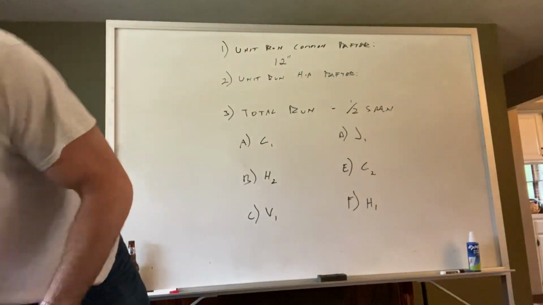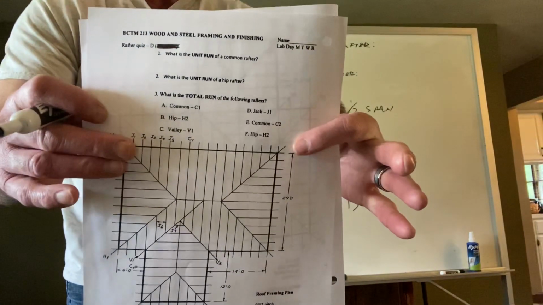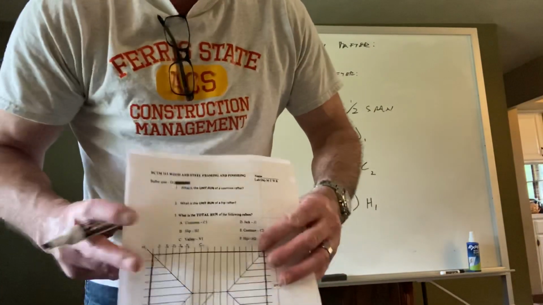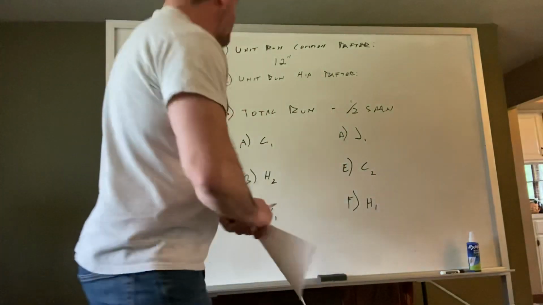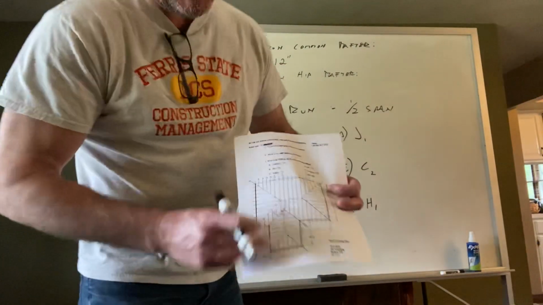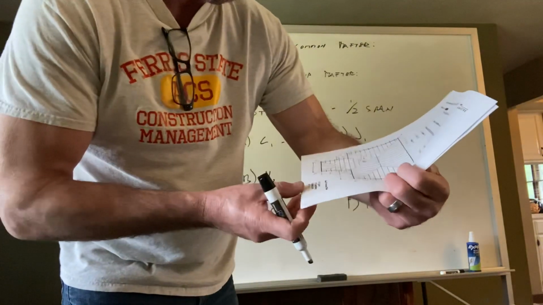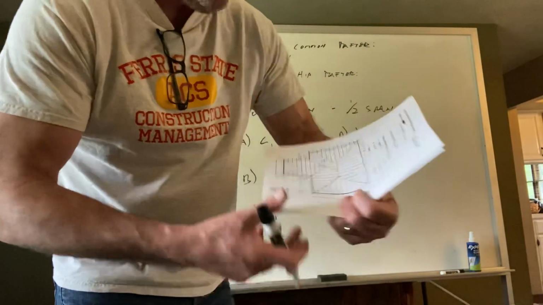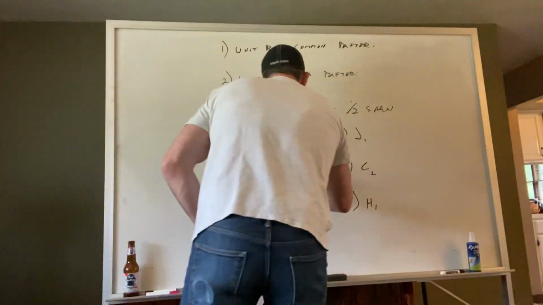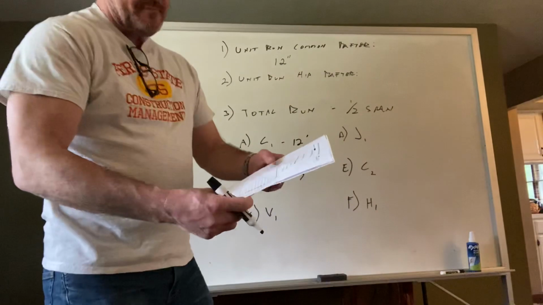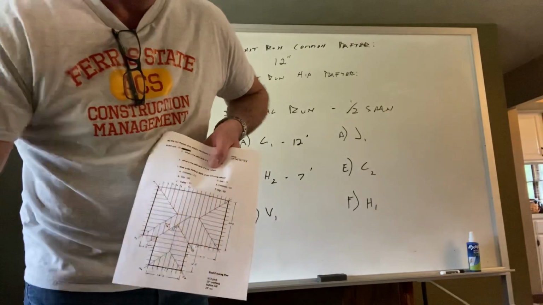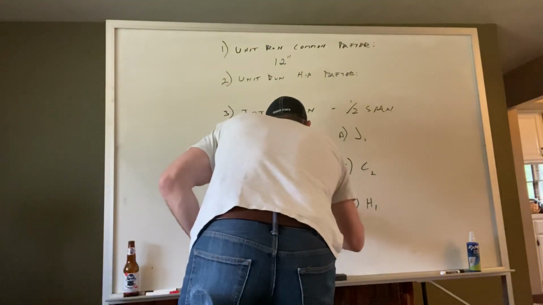So looking at our quiz again, or looking at our print, I should say. Common number 1 is right here. The width of the building is 24 feet. So my run is 1/2 my span. It's 12 feet. Hip number 2, I look at hip number 2 right here. The width of my building is 14 feet, so my run is 7 feet. Valley number 1, right here. Everybody sees it. The width of my building is 24 feet, so my run is 12 feet.